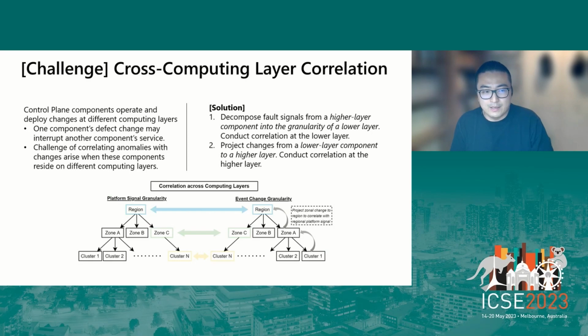An example here is decomposing those regional CRP failures into zonal ones before correlating with the zonal service change. There are some cases when decomposing the platform signal is not really feasible. As an alternative, we can project a lower-layer component change to a higher layer. An example here is projecting a zonal service change to the region level before correlating with the regional CRP failures.